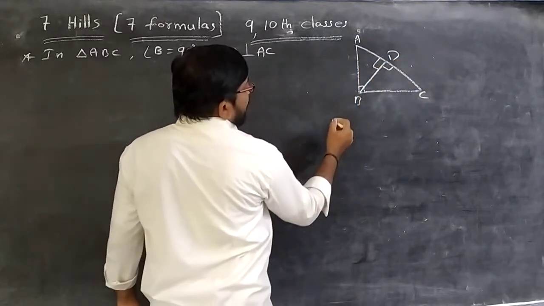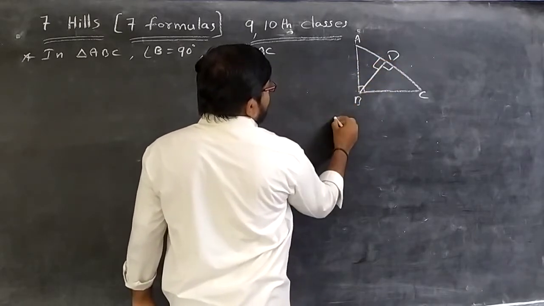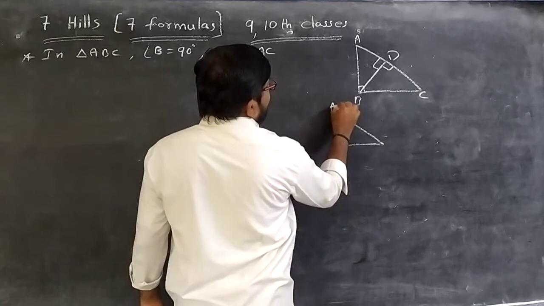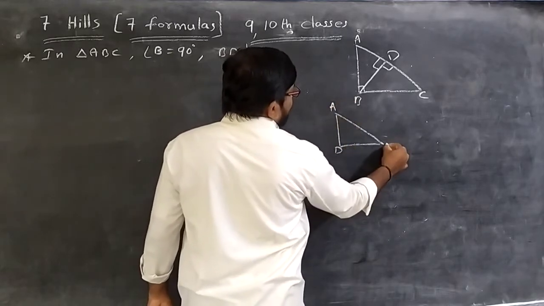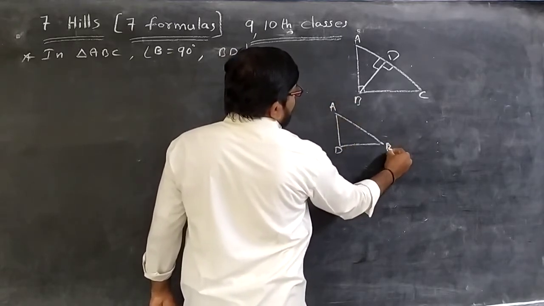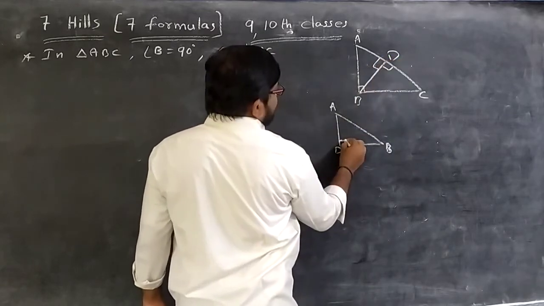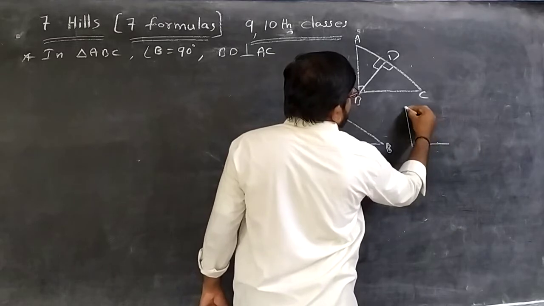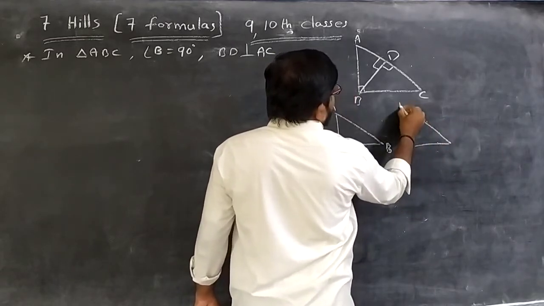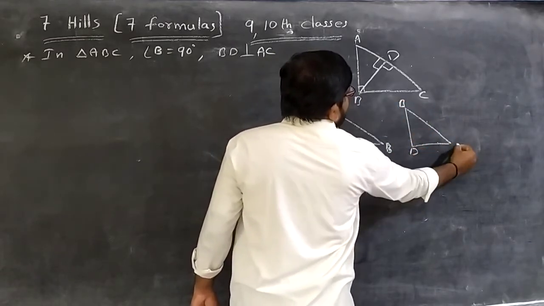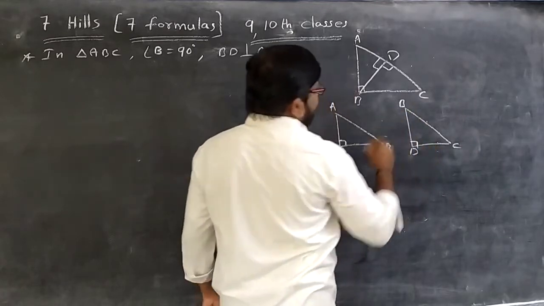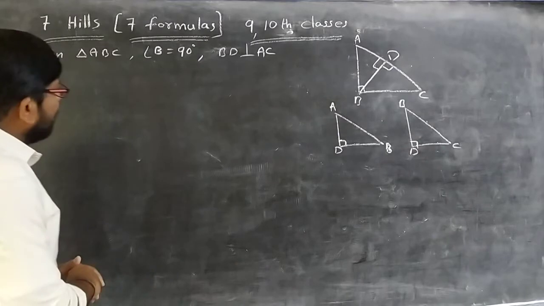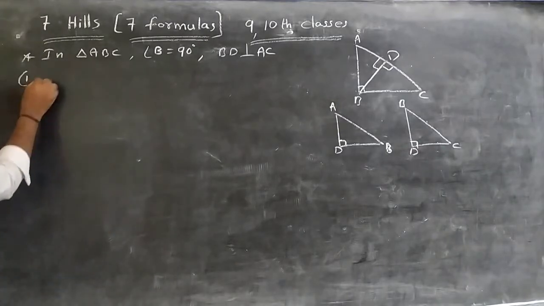So I have to draw them separately. ADB, where angle D is 90 degrees, and BDC, where angle D is 90 degrees. Let me explain one by one. The first formula, observe carefully.